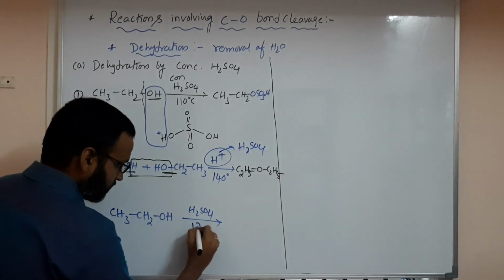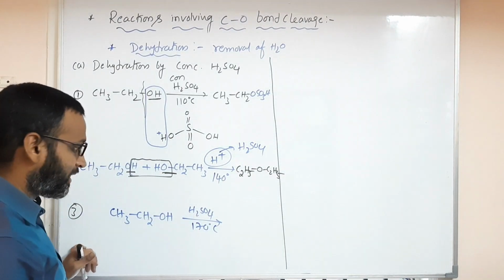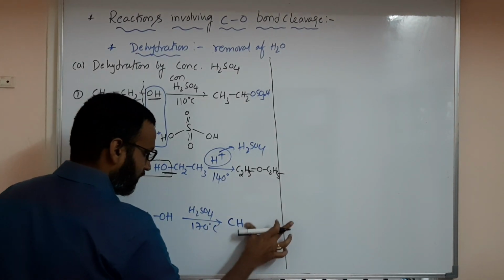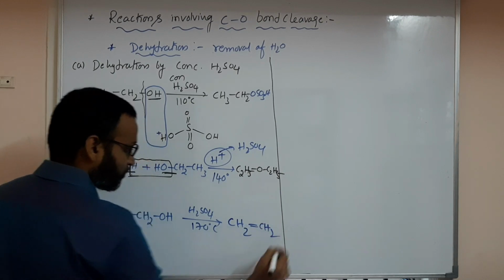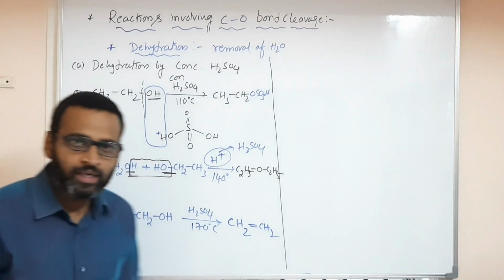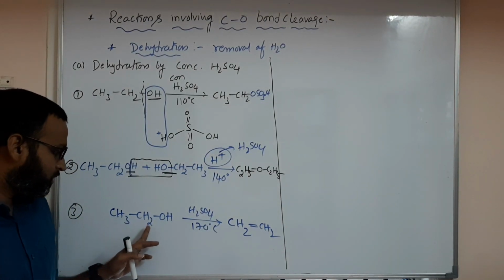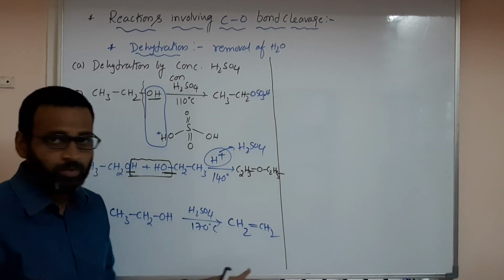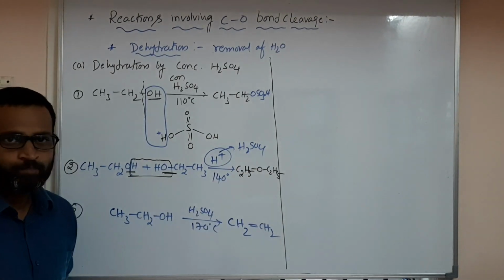And at 170 degrees Celsius, then you are having alkene, CH2 double bond CH2. Getting what I am saying? So CH3 single bond CH2OH, when you are treating with H2SO4 at 170, alkene is the product. Alkene preparation, this one. This is an ether preparation.